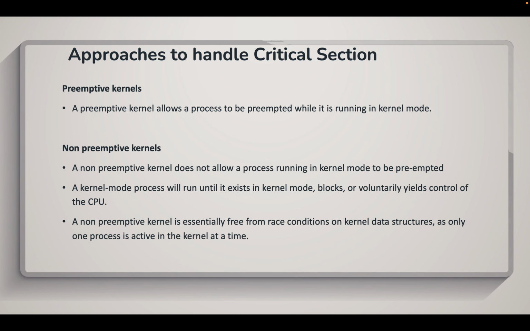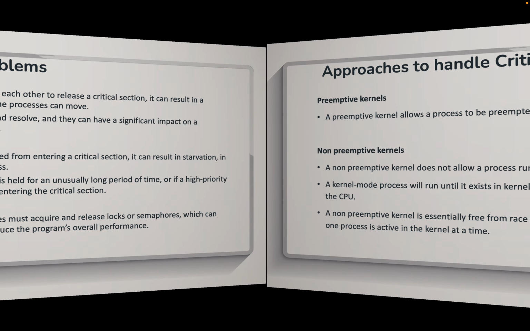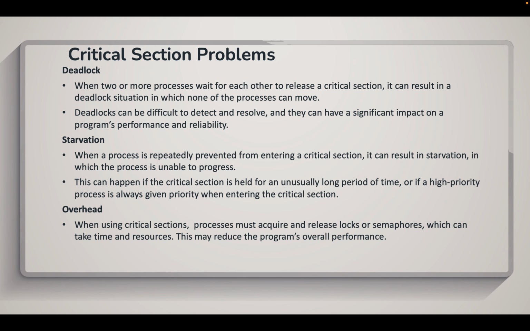Approaches to handle the critical section: preemptive is one of the approaches. Non-preemptive kernels are very difficult to handle for the critical section. Preemptive means it preempts the process from the CPU, so that will help to make processes cooperate among themselves. Critical section problems: deadlock may occur, starvation may occur, overhead may occur.